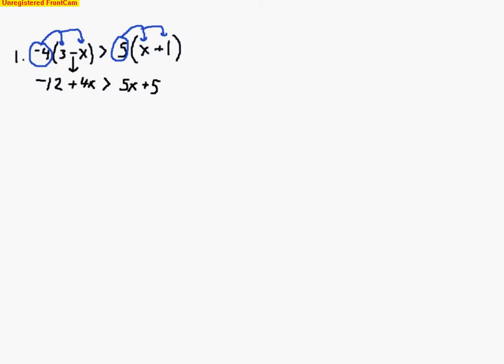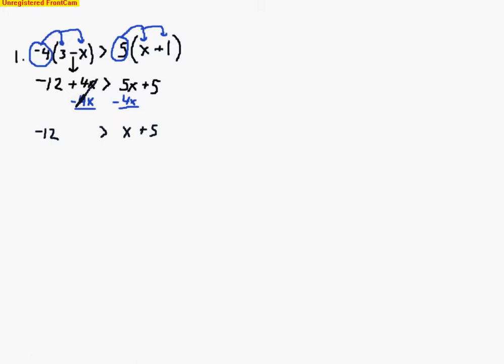From this point, I need to isolate the variable. The way we're going to do that is take this positive 4x and subtract it from both sides of this inequality. Once I do that, I'm just left with a constant of negative 12, and that is now greater than positive x plus 5. So the 4x is canceled out, and now I only have an x on the right-hand side of the inequality.